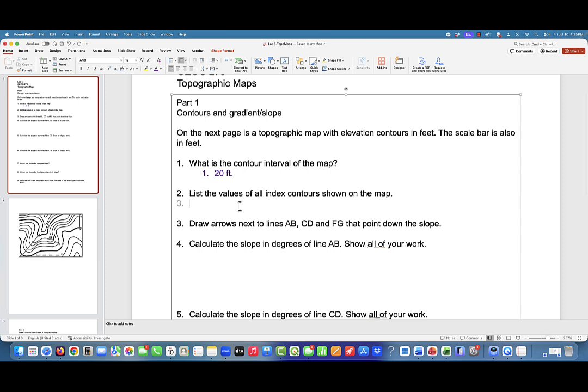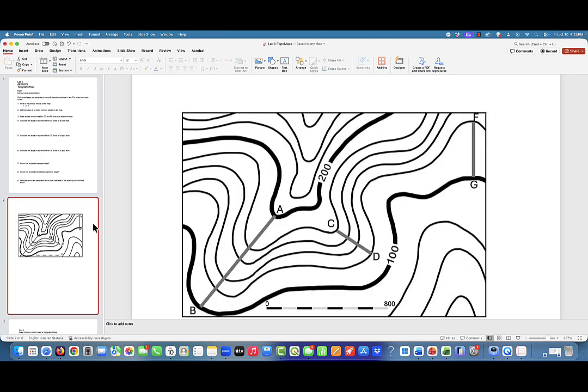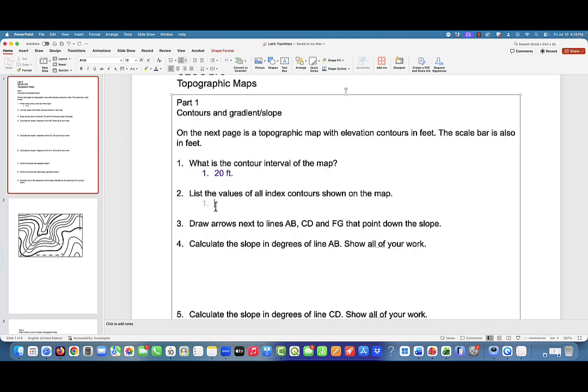And then it says to list all the index contours. And we know that index contours are the ones that are darker and thicker and oftentimes labeled. So we can see at least one of those index contours is right here. That's going to be 100. But of course you'll want to list both of them when you make your list there.